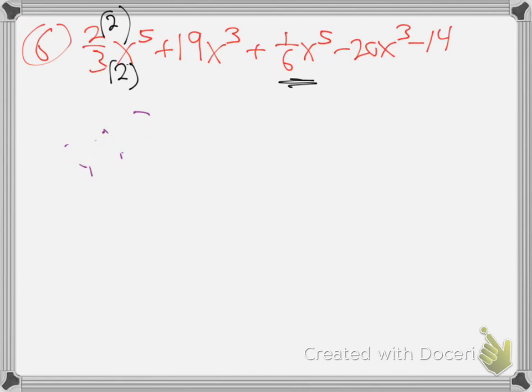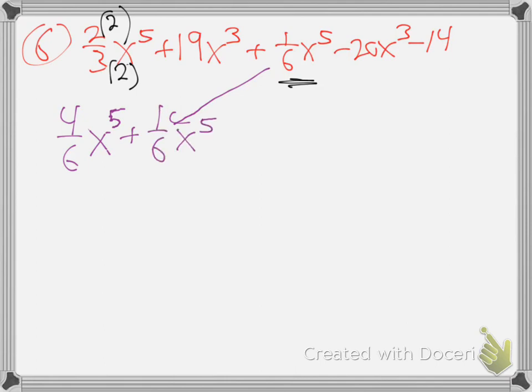4/6. Let's try again. I'm being challenged here. 4, there we go. All right, so 4/6. How about that? x to the 6. I'll bring this guy over here, to the 5th power. Plus 1/6 x to the 5th. There we go.